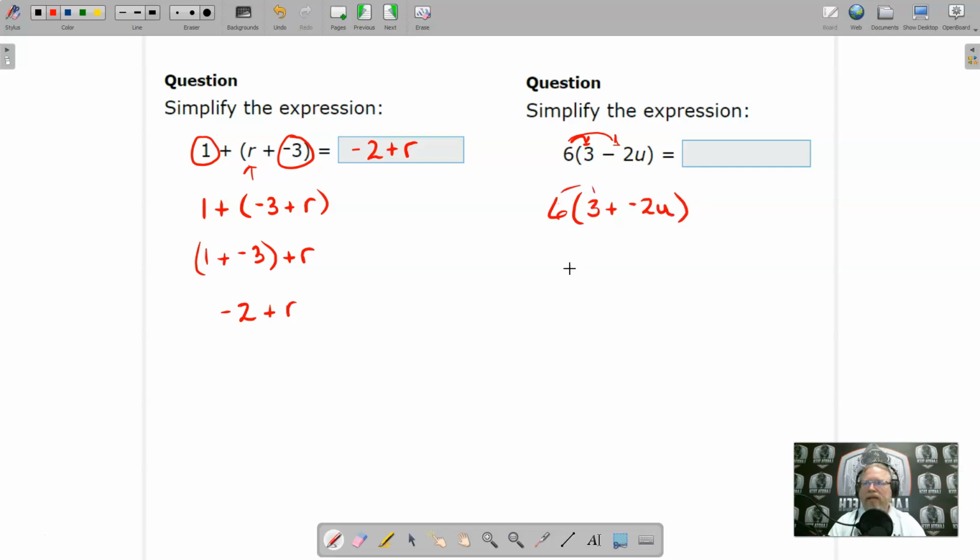6 times 3 is 18. And 6 times negative 2 is going to be, let's use the plus sign here for now. Positive times negative is negative. 6 times 2 is 12. The u goes along for the ride.